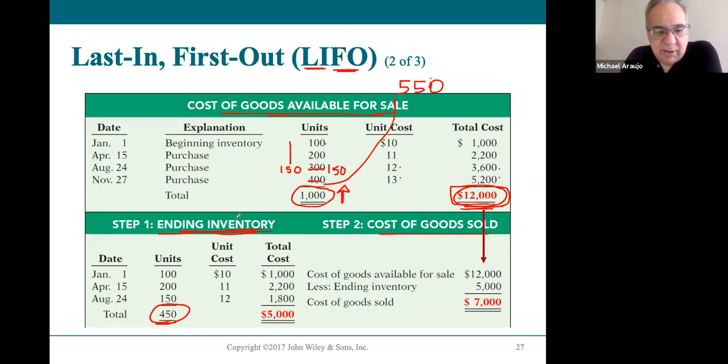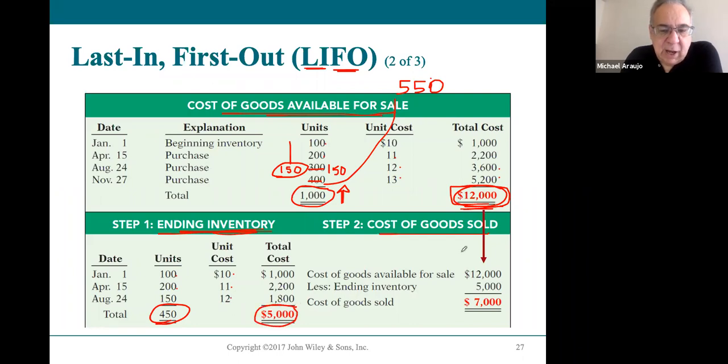So this 100 units is still in the store. That's why it's listed here. These 200 units are still in the store, which is why they're listed here at 11 bucks. Again, the cost is important. And as I was telling you, 150 of the August purchase is still in the store, and they cost $12,000. So you simply add the total up.